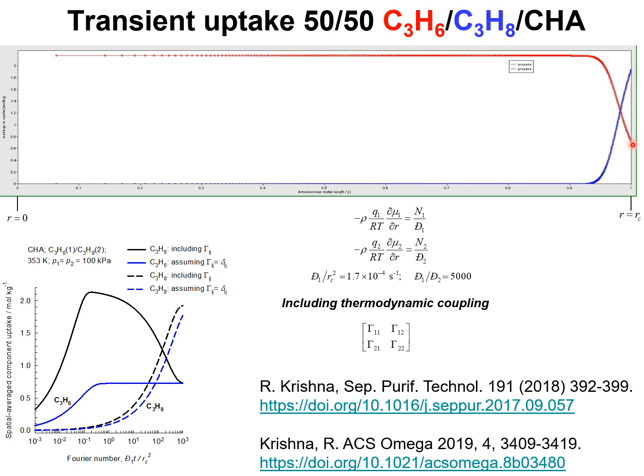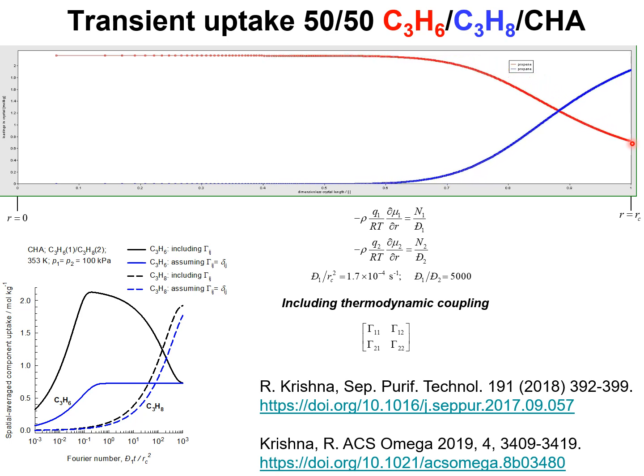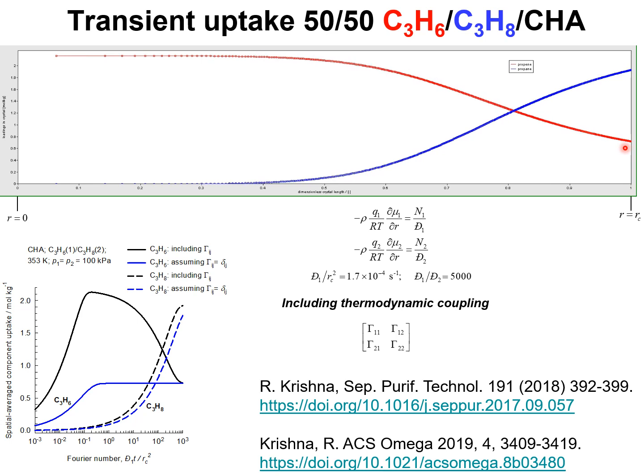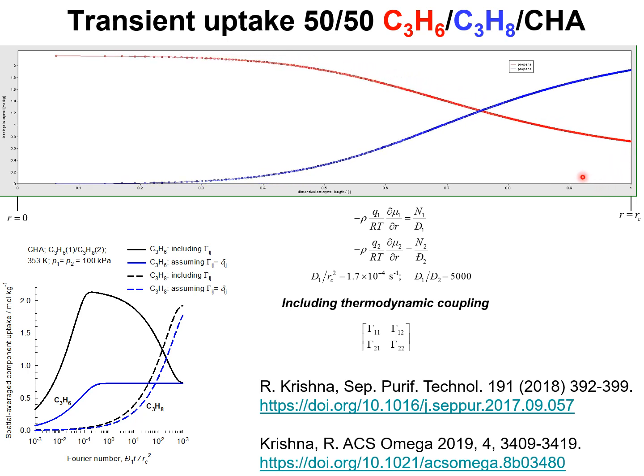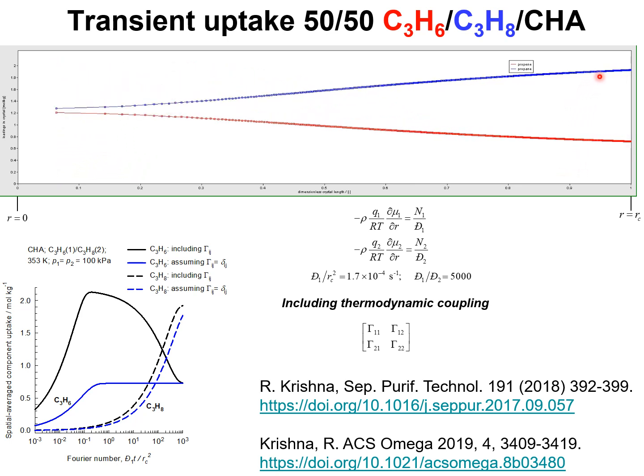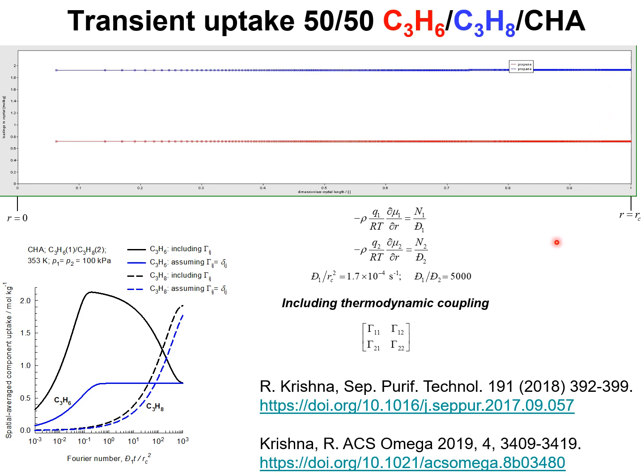Note also that for a 50-50 mixture in the gas phase, the loading of propane at the surface is larger than the loading of propene. And when equilibrium is reached, the crystallite of chabazite is richer in propane than propene.